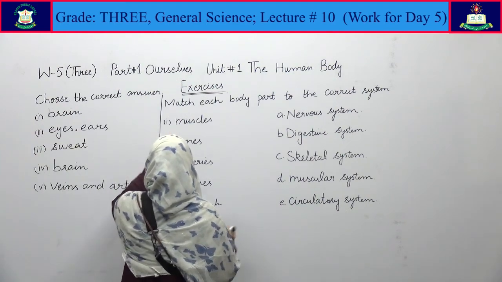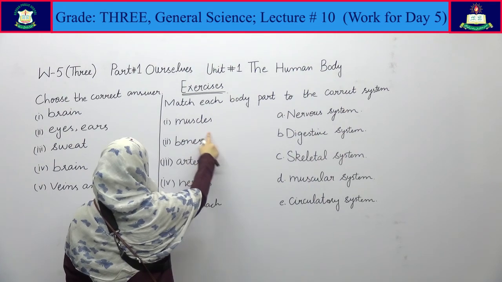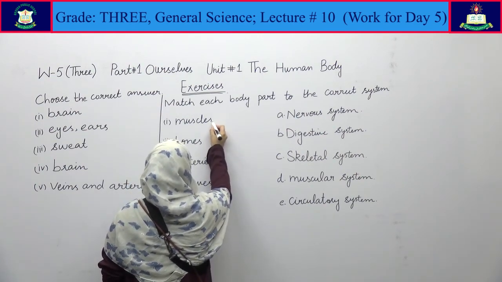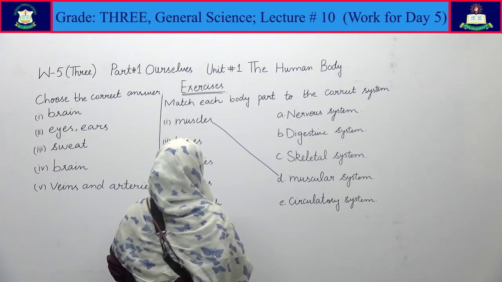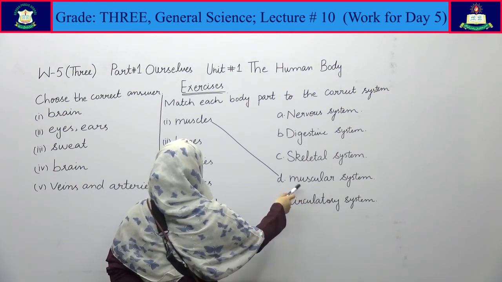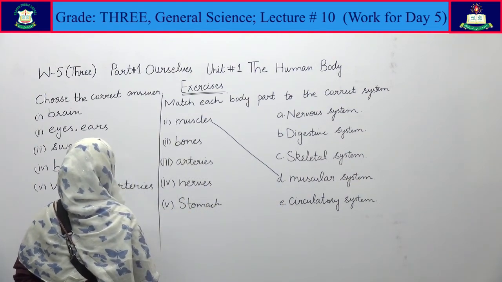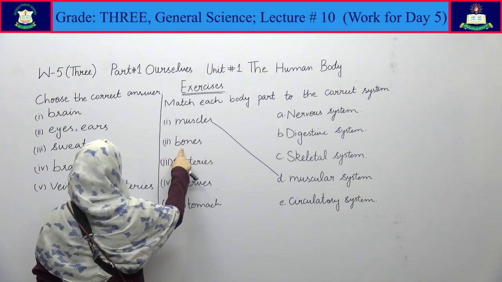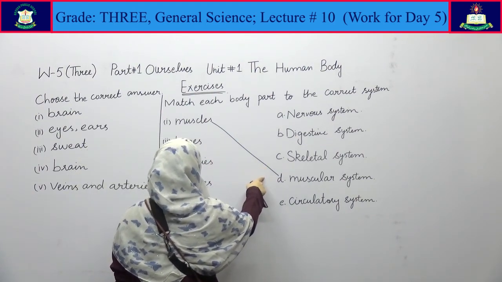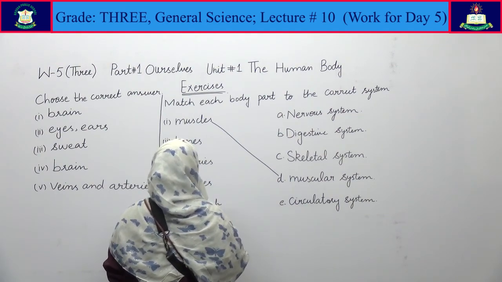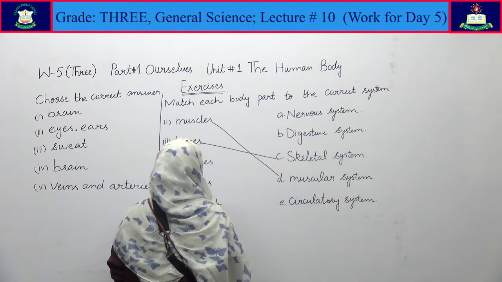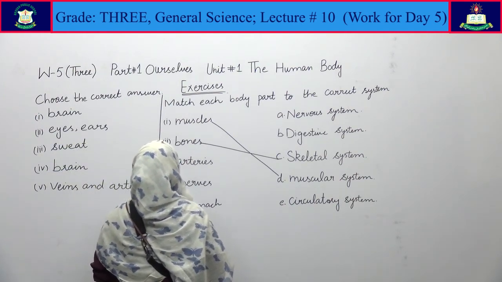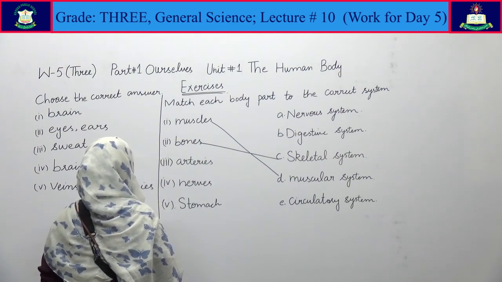Okay. Students, number 1 is muscles. So which is the correct system in these? Muscles match with the muscular system because muscles make up the muscular system which help in movement. Second is bones. So students, which is the correct system in column B? Bones, skeletal system. Bones make up the skeletal system which supports and protects our soft body parts.